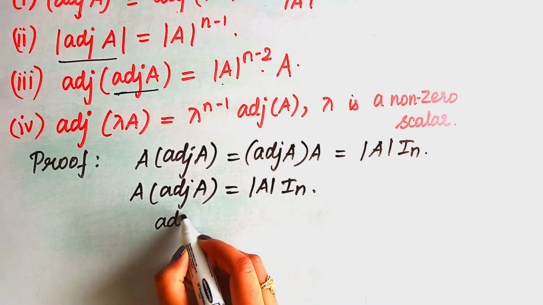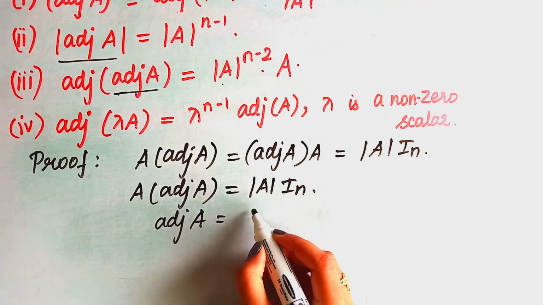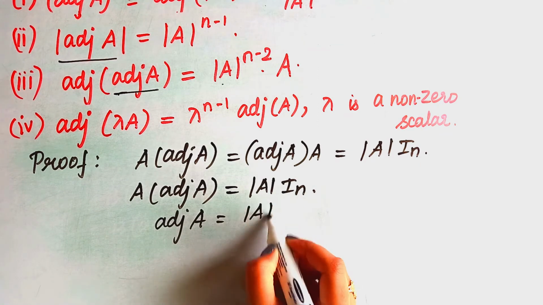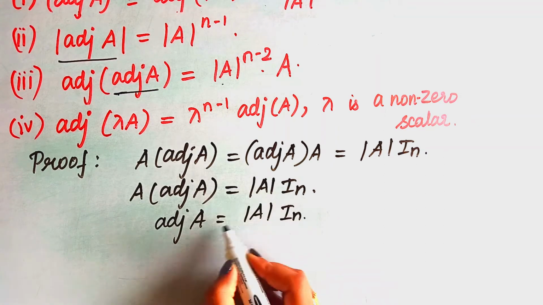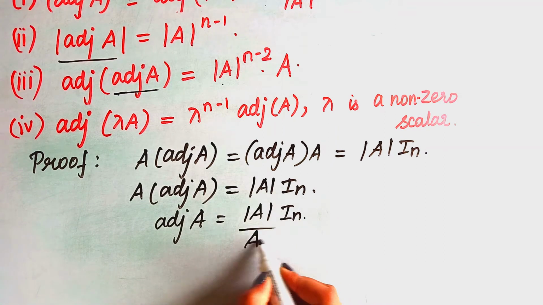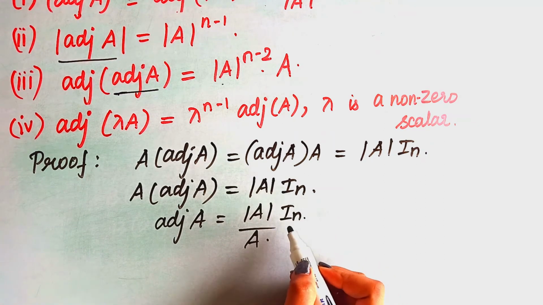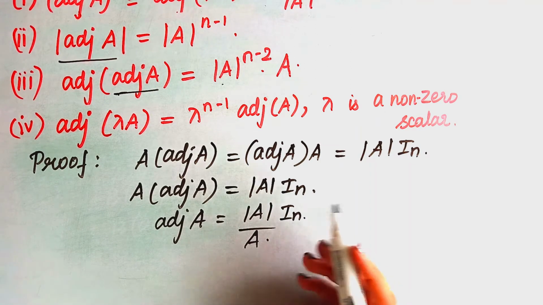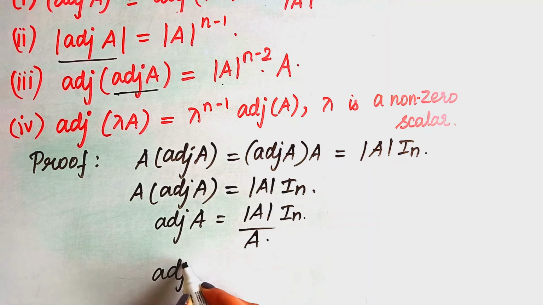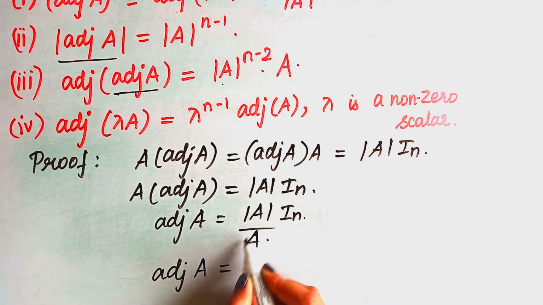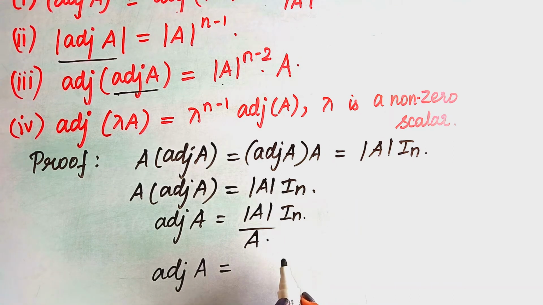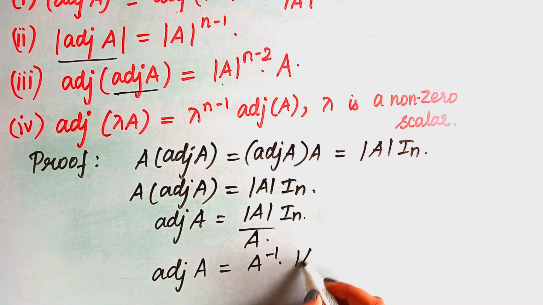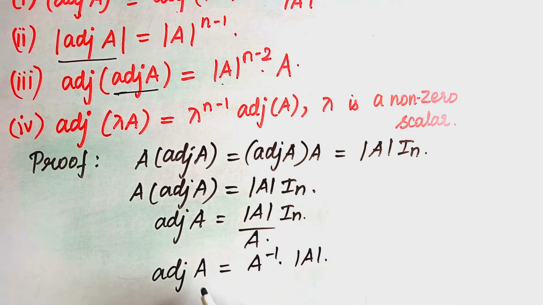So you will get adjoint a is equal to determinant of a into I n, divided by a, right? And this I n is an identity element which is equal to 1, so let's take that as 1. In the next step, adjoint a is equal to determinant of a divided by a. When it comes to the numerator, you can write it as a inverse, right? So a inverse into determinant of a. So this is our adjoint a, right?